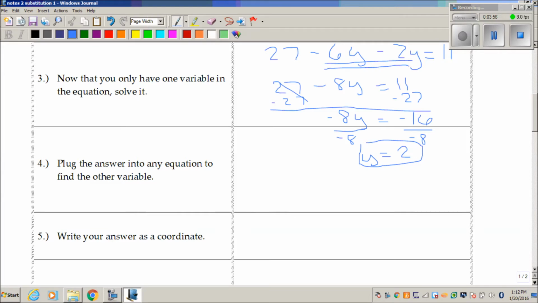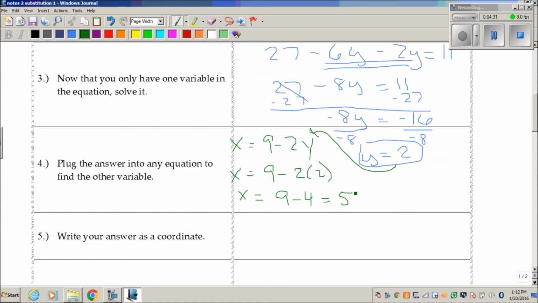To find the x variable, all we have to do is substitute 2 into either equation. I'm going to pick the one that says x equals 9 minus 2y, because I think it'll be simpler. I'm going to substitute 2 in place of y. So x equals 9 minus 2 times 2. Well, 2 times 2 is 4, so x equals 9 minus 4. 9 minus 4 is 5. So that's my answer.